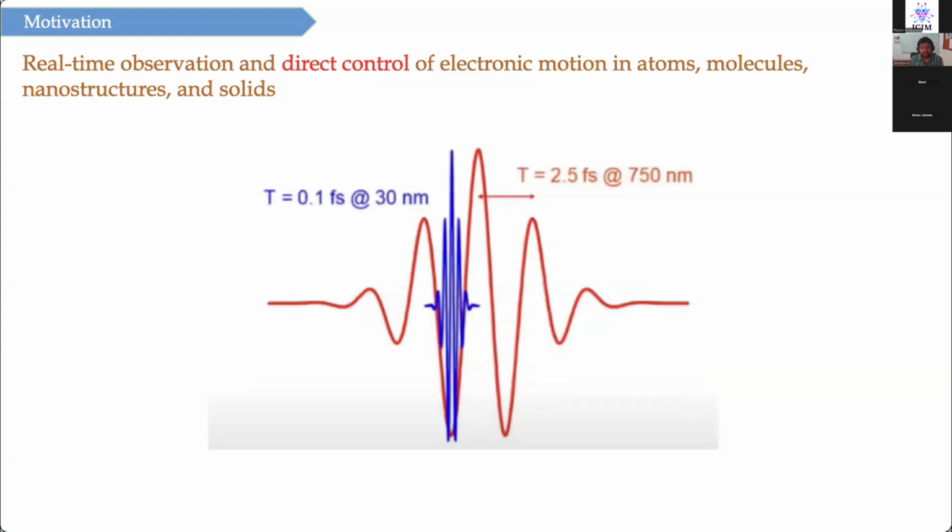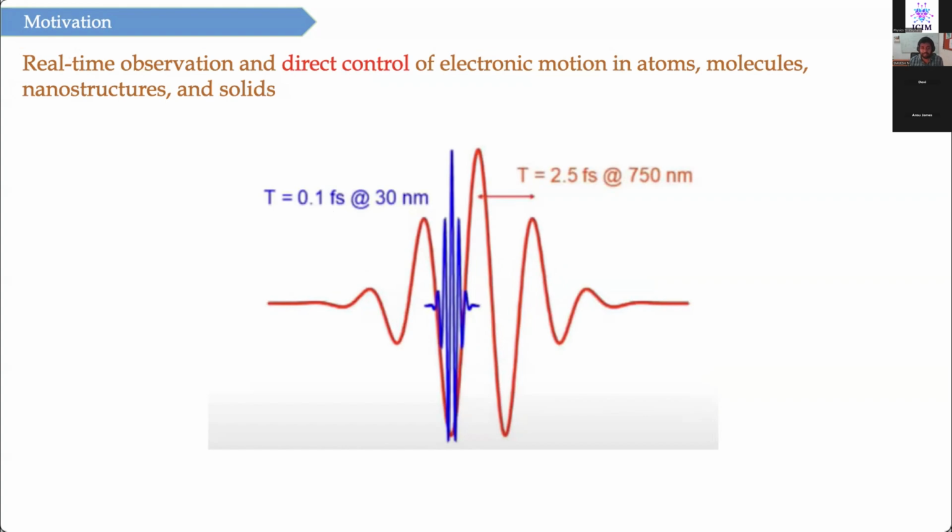Now, we do the same exercise for 30 nanometer. So take 30 nanometer, and the crest to crest or the trough to trough distance is 30 nanometer, and divide it by the velocity of light, which gives 0.1 femtosecond. 0.1 femtosecond is 100 attoseconds. So you have 100 attoseconds with you now.